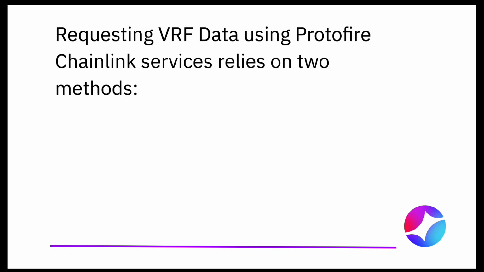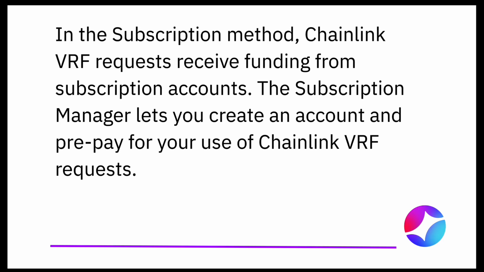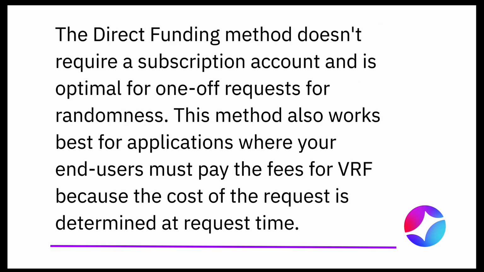Requesting VRF data using the Protofire Chainlink service relies on two methods. First, we have the subscription method, and then we have the direct funding method. How do these work individually? For the subscription method, the Chainlink VRF receives funding from the subscription account. The subscription manager then lets you create an account and prepay for the use of the VRF request. So you have a subscription manager, and this enables you to build an experience where your users do not have to pay for the service themselves, which is what is then made possible with direct funding.